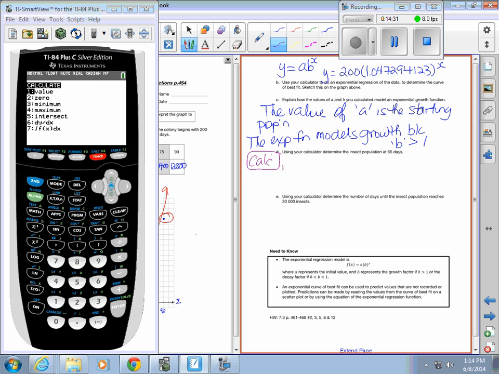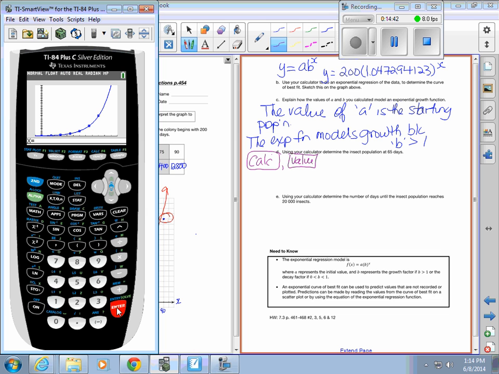I do calculate, and I want value. I want to find out what is my value at an amount. So value, I hit enter, x equals. Whenever you do the value, you give the calculator the x value, and it'll tell you what the y value will be. So then I do my 65, so x equals 65, hit enter, and it tells you. So that's where it would be on the calculator.